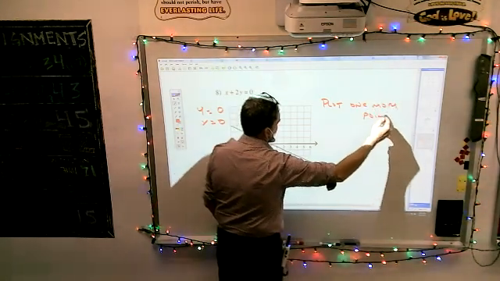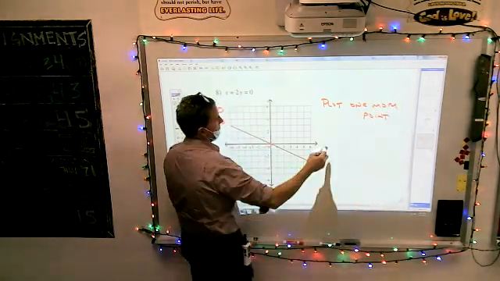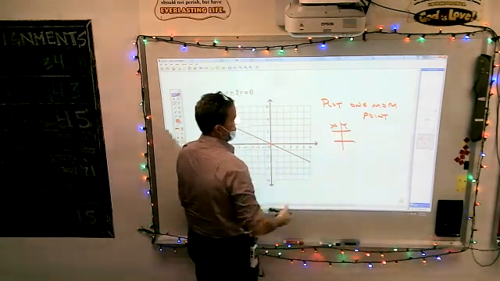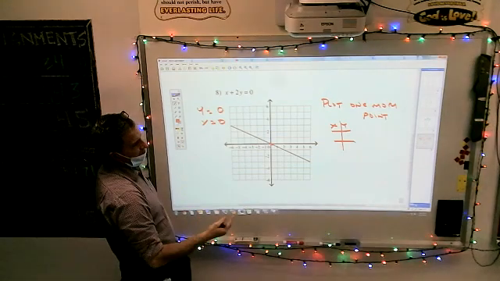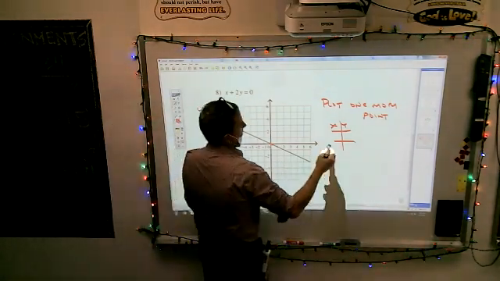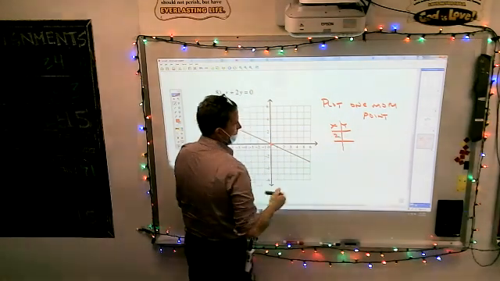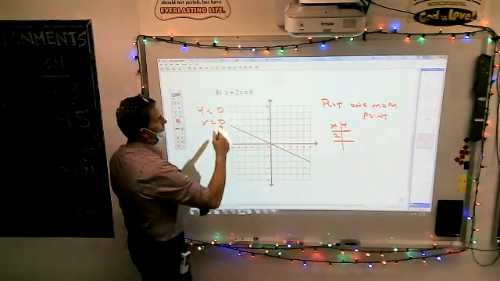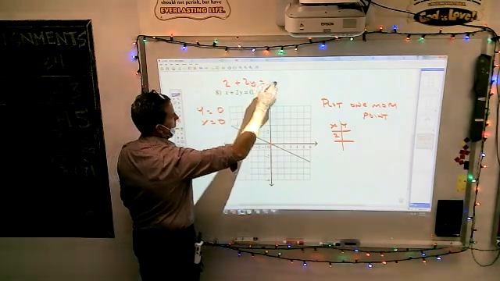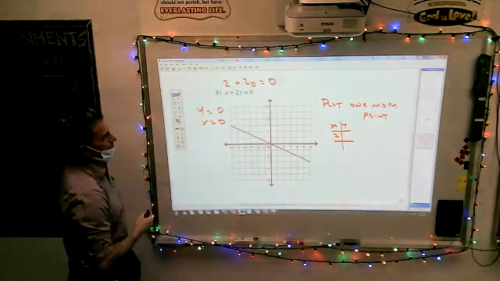Which means you might want to plot two points, so your only option is to make an xy table and figure out one more point. For example, if I have this and I say, let's make x 2, what's y going to be? Well, I put 2 in for x, and I'd have to solve this goofy equation, which none of you are going to like. How do I solve that equation?